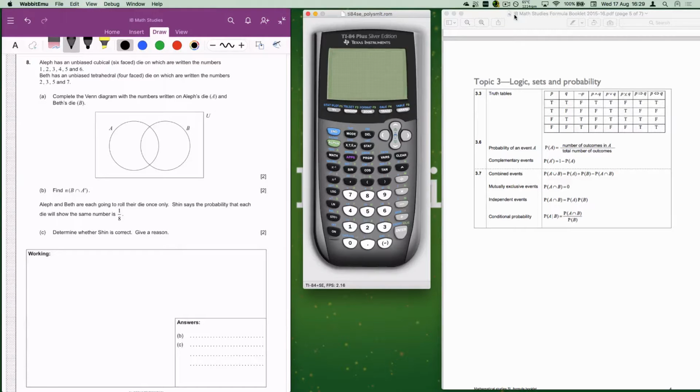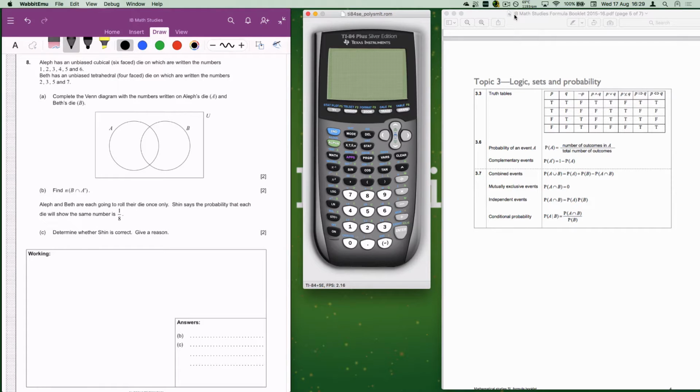Right, let's get on with question 8. So Aleph has an unbiased cubical, a 6-face die, on which are the real numbers 1, 2, 3, 4, 5, 6. So that's like a common die that you'd be used to. And Beth has an unbiased tetrahedral 4-face die, on which are the numbers 2, 3, 5, and 7. And so what we have to do is fill in the Venn diagram with the numbers.